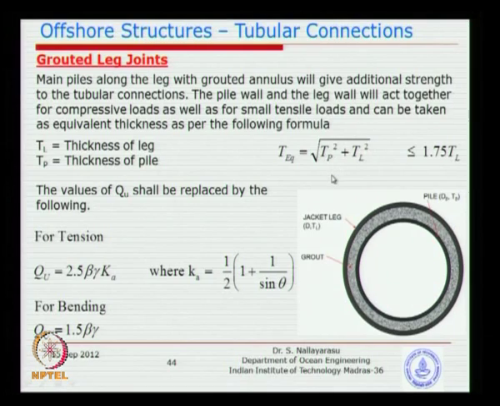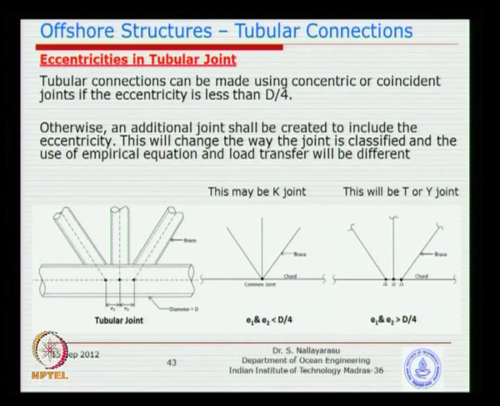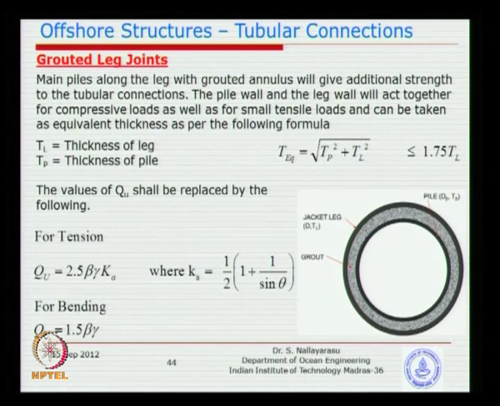So SRSS basically is one of the methods suggested by API: the square root of the sum of squares of the inner pipe wall thickness and the outer pipe wall thickness will give you an equivalent thickness, which you can use in all your calculations, whatever you have learned. You have already learned how to design a tubular joint. So instead of only the outer thickness, you will use the equivalent thickness, which is the square root of the sum of squares of the inner pipe and the outer pipe.